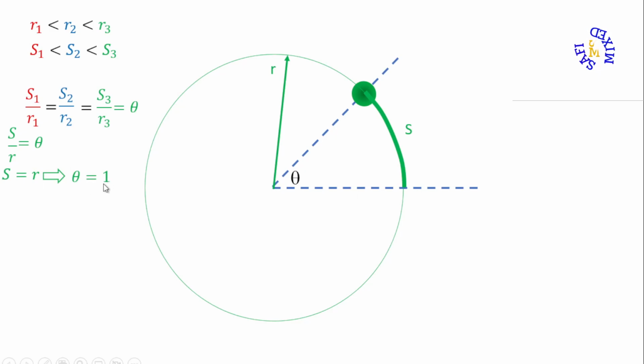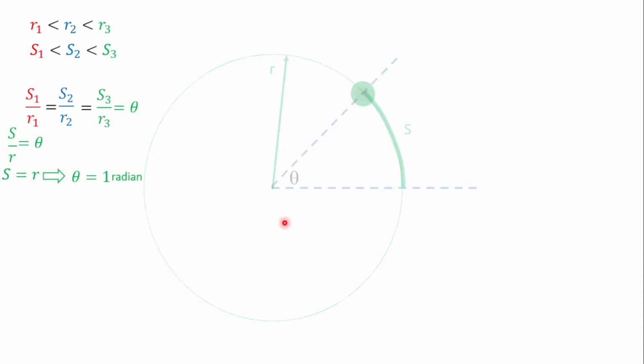And when this is the situation, we call this magnitude of the central angle equal to 1 radian. So 1 radian is the magnitude of a central angle subtended by an arc of length equal exactly to the radius of the circle.